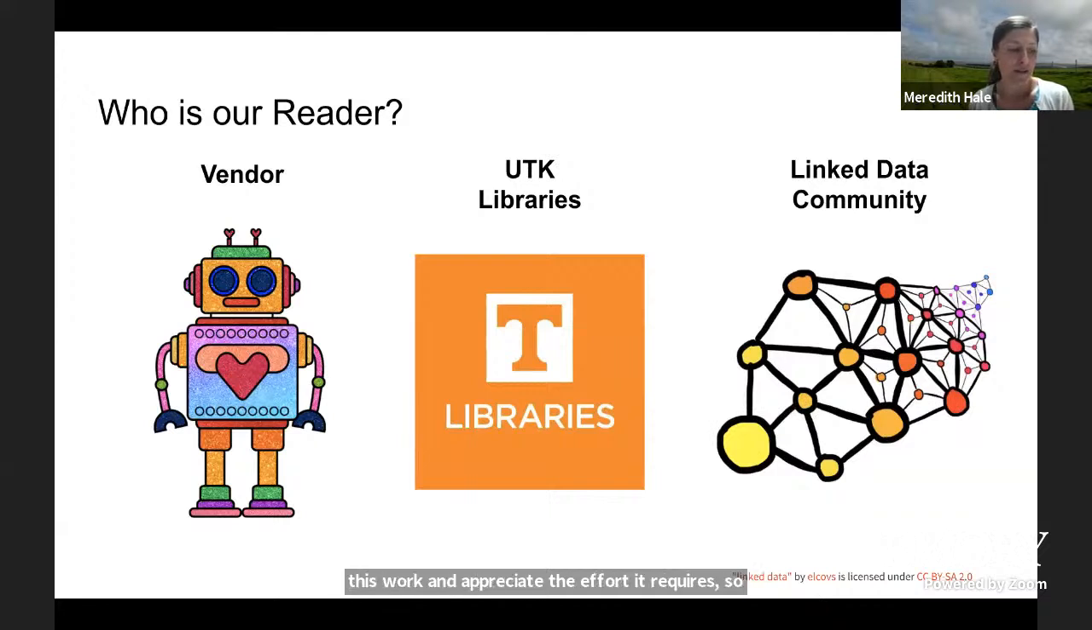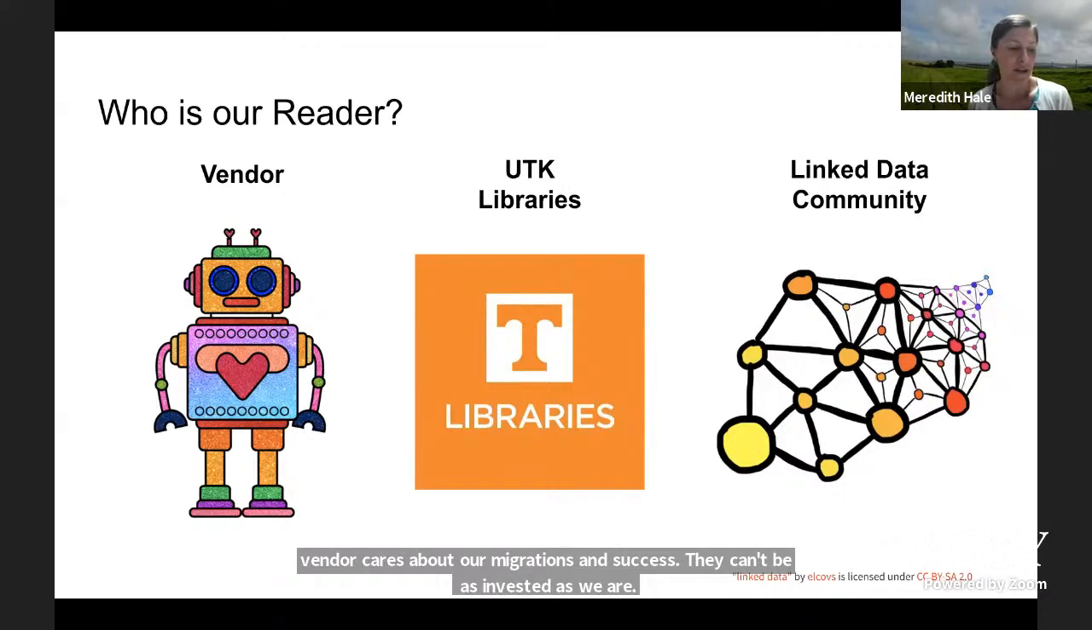So while creating the document, one of the primary readers we considered was the external vendor that would be selected to help us move from MODS to RDF on our next generation platform. So the robot imagery here is not meant to dehumanize the vendor, but just indicate that we needed portions of the mapping to be machine actionable. And also, while we're certain our future vendor cares about our migration and its success, they can't be as invested as we are in understanding every little detail of the metadata.